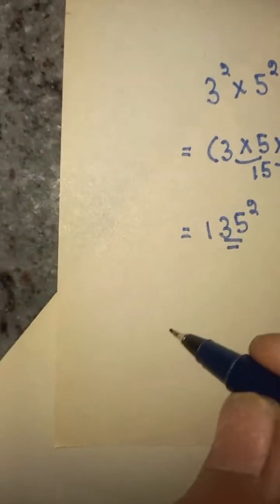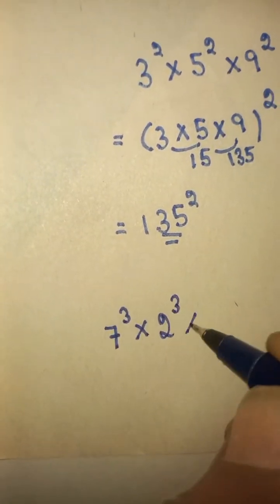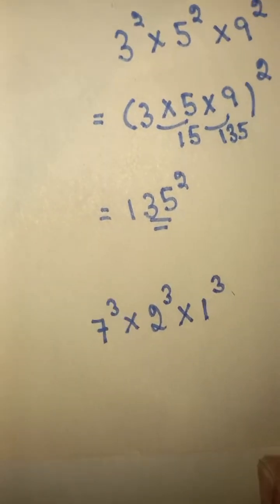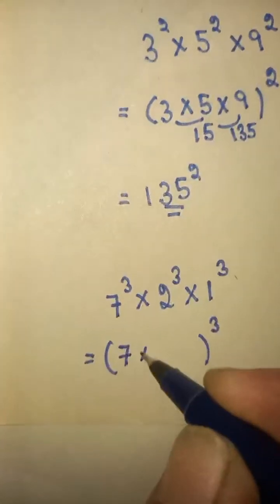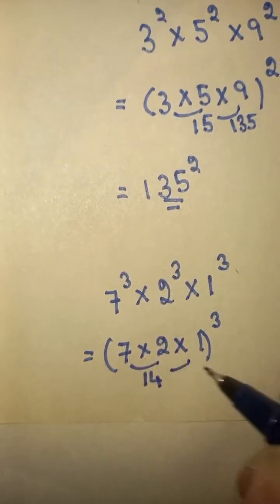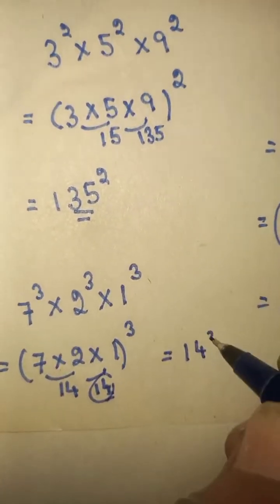Let's take one more example. Here they are giving 7 cube times 2 cube times 1 power of cube. Here also you can write it in the same way. Take cube as the common factor and write the inside numbers 7 times 2 times 1. 7 times 2 is 14, 14 times 1 is again 14. So this becomes 14 cube.